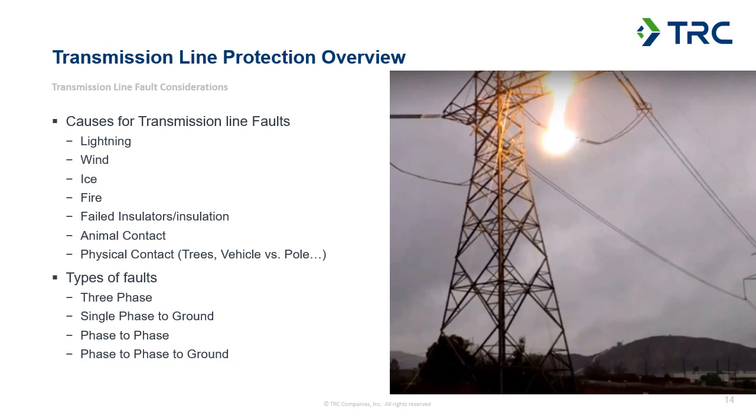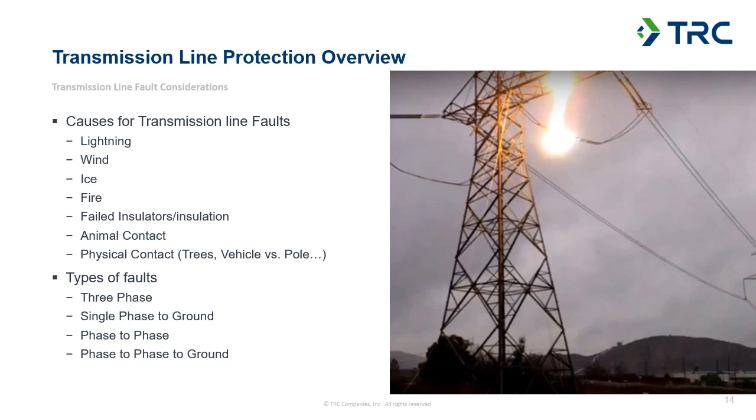And finally, physical contact. You may have trees and branches, a vehicle hitting a pole. You might have other physical things that come in contact with your conductors or between your conductors and other system components. The physical contact piece is something that utilities largely do a lot of work to try to control. There are vegetation management programs that look at all their rights-of-way and make sure that trees are not starting to grow up underneath your transmission lines.